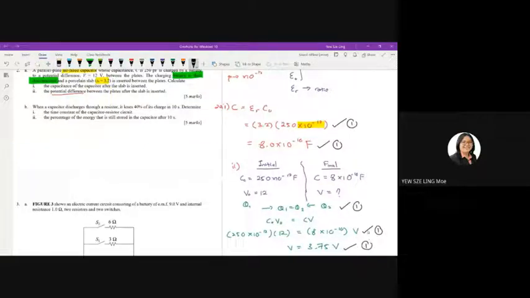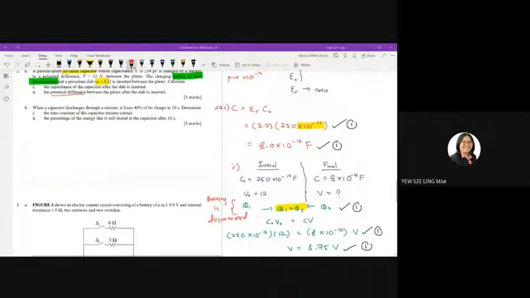This is a 3 marks question because it tests your concept. It wants to see whether you understand Q1 is equal to Q2 or not when the battery is disconnected. Okay, this one is because the battery is disconnected. So once again, I give you 2 minutes to write it down before we proceed to the next question.